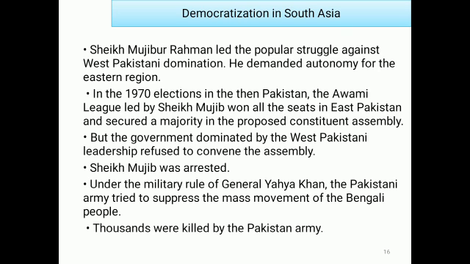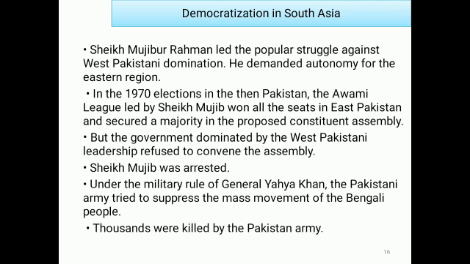So in Bangladesh, Sheikh Mujibur Rahman led the popular struggle against West Pakistan domination. He demanded autonomy for the eastern region. In the 1970 elections in the then Pakistan, the Awami League, led by Sheikh Mujib, won all the seats in East Pakistan and secured a majority in the proposed Constituent Assembly. But the government dominated by the West Pakistani leadership refused to convene the assembly.